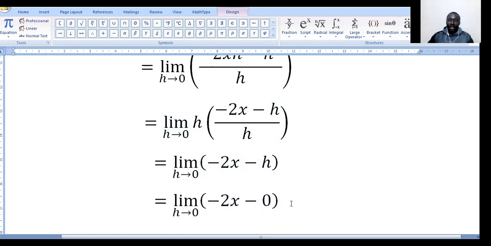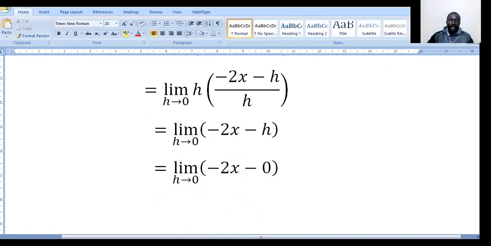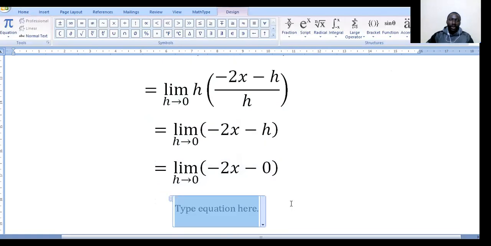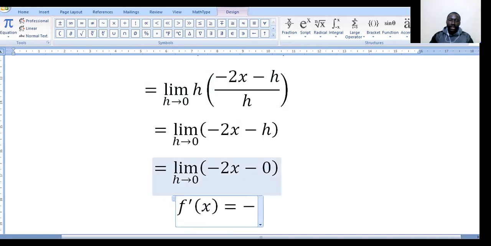And we can then conclude that the derivative, because from here you see that the limit is going to be the limit of minus 2x. We now don't have any value for h here. So this will simplify to minus 2x. And so we conclude that the derivative, sometimes known as the differential coefficient of the function f of x, is now equal to minus 2x. So yes, these are the steps to follow.